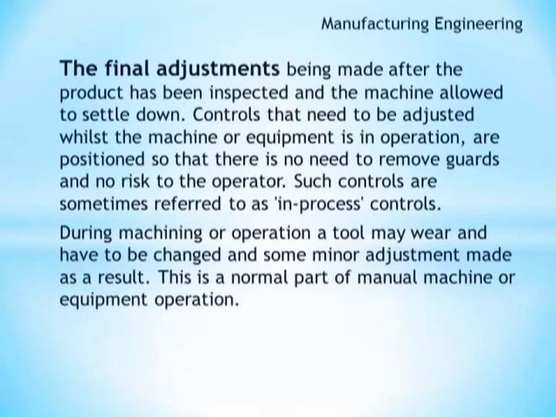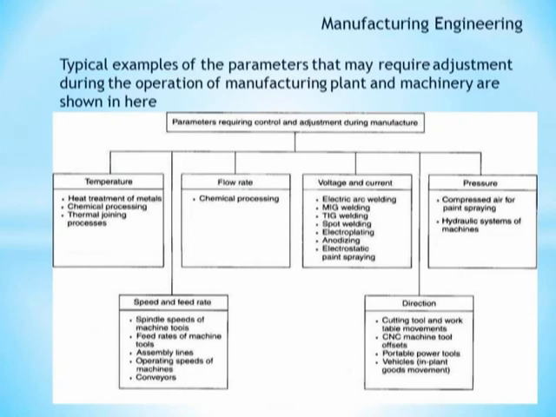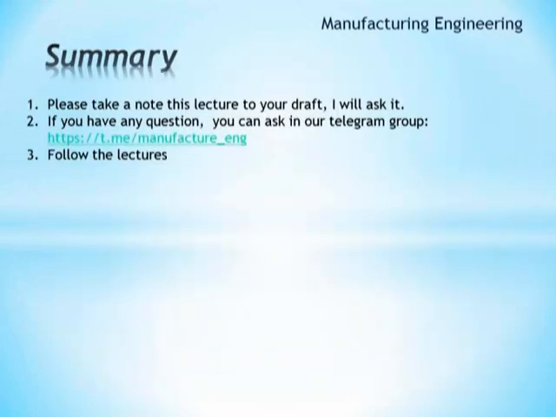During machining or operation the tool may wear and have to be changed and some minor adjustment made as a result. This is a normal part of manual machine or equipment operation. Typical examples of the parameters that may require adjustment during the operation of manufacturing plant and machinery are shown in here. Summary.